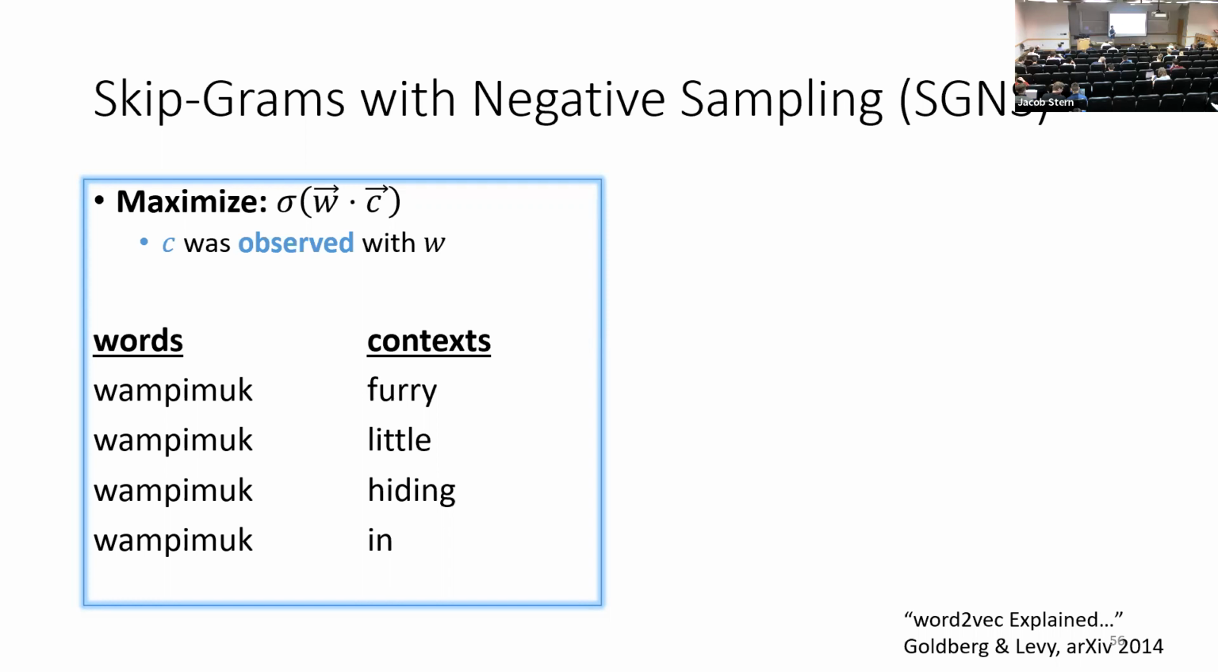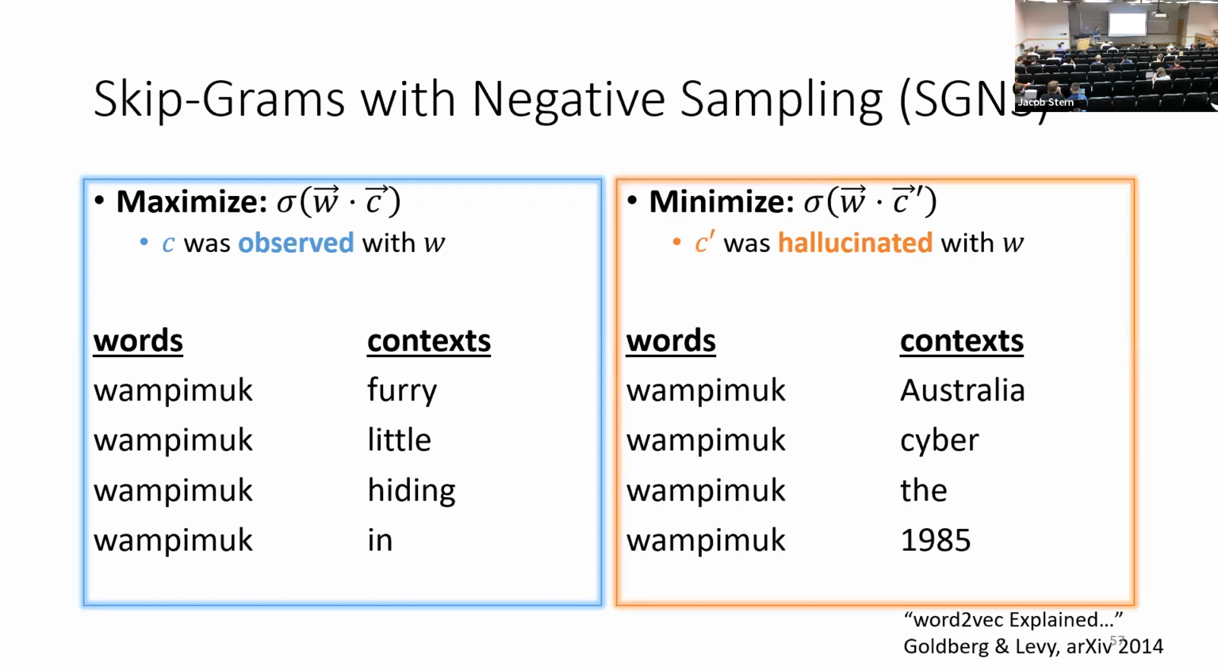what I thought you were going to say is, isn't there a trivial solution to this where we basically learn the same vector for everything? If we learn the same vector for everything, then that will maximize that objective. That's why we need negative sampling. What we do for that is we hallucinate a context. We take random other words, like Australia, Cyber, the, 1985, and we're going to create a context vector out of those words. We want to minimize the dot product of W with that wrong context as we maximize the dot product of W with that true context.